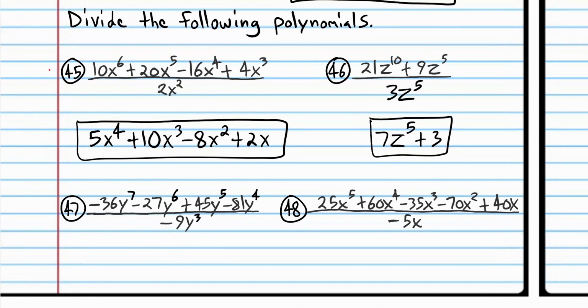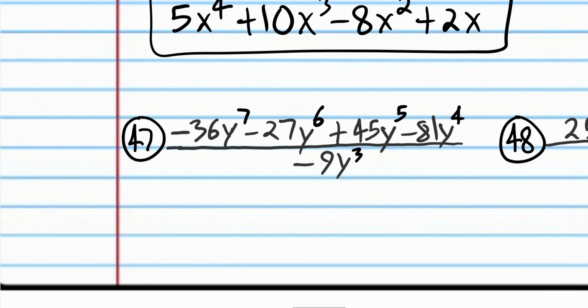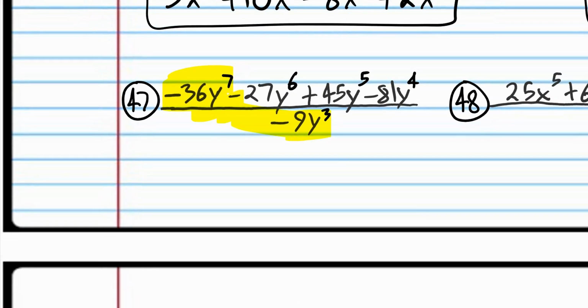All right, we're back. We're going to divide each one of these terms. We'll start with these two terms. Negative 36 divided by negative 9 is 4. Subtracting the exponents on the variables, 7 minus 3 is 4.